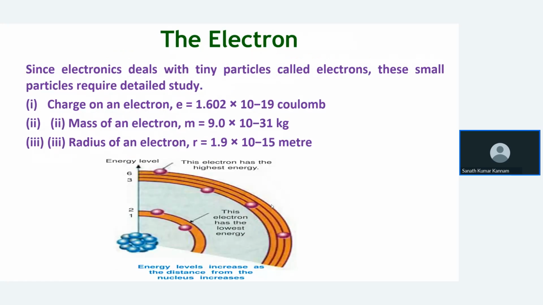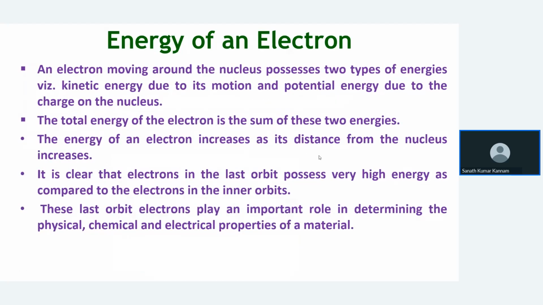You need to remember what an electron is. It is a tiny particle. The charge of the electron is 1.6 into 10 power minus 19 coulomb, the mass of the electron is 9 into 10 power minus 31 kg, and the radius of the electron is 1.9 into 10 power minus 15 meters.